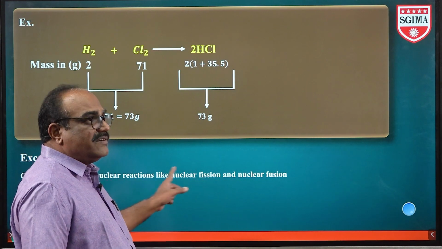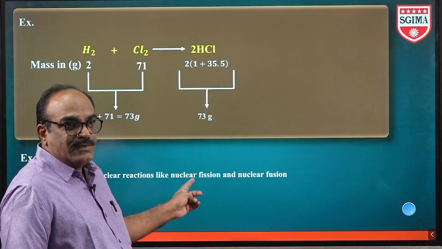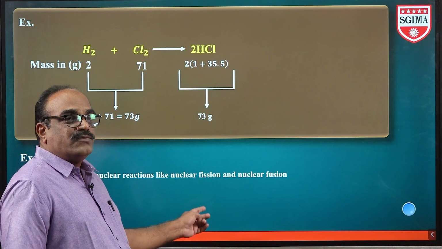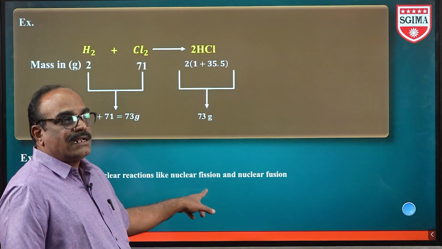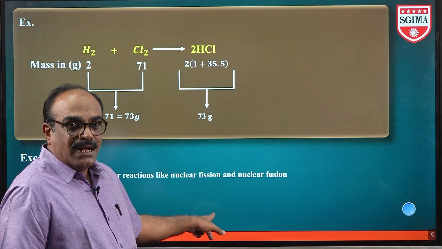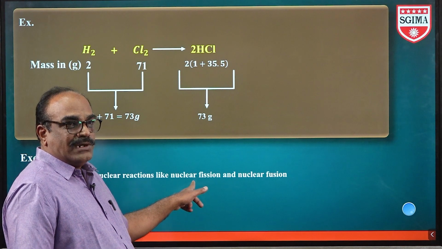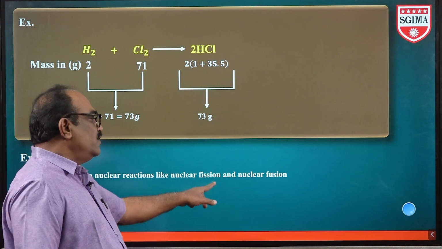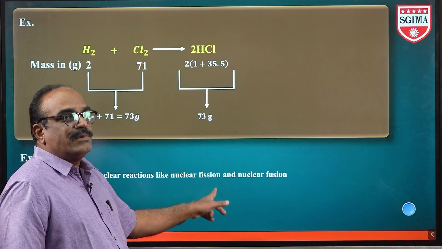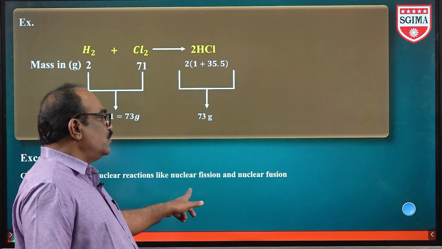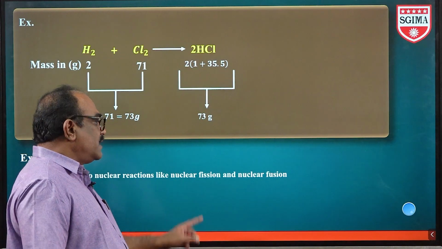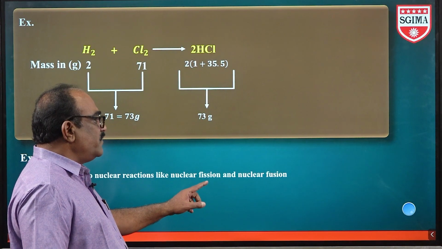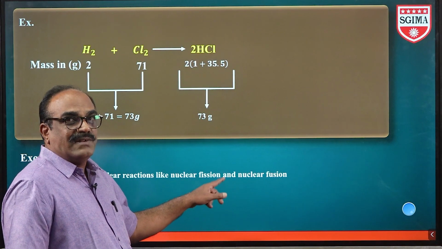In this, some of the matter will be destroyed, converted into an equivalent amount of energy. These reactions do not occur under normal conditions; they are possible only under high temperature and pressure. So we do not take these as normal reactions, they are specifically called nuclear reactions. The law of conservation of mass cannot be applied to this type of nuclear reaction, where mass is destroyed.